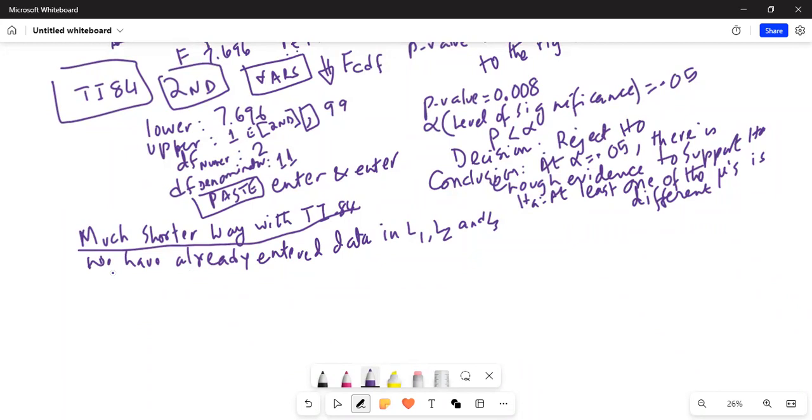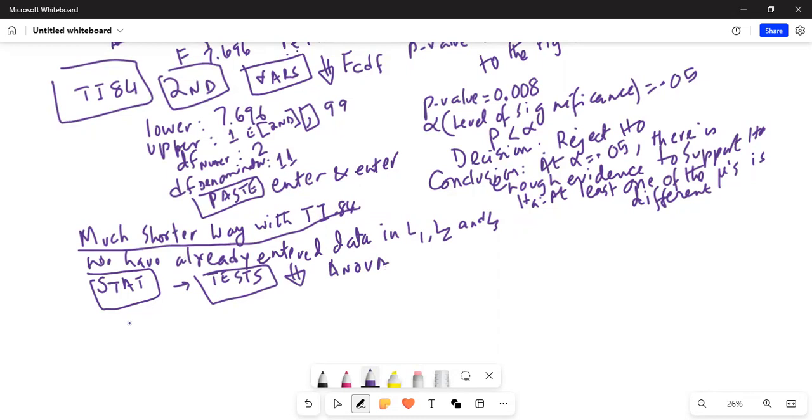So press the stat button. Then highlight TESTS on the top row. Highlight means bring the cursor on TESTS. Okay. And scroll down. Now you scroll down to ANOVA. Okay. So scroll down to ANOVA and hit enter. So line your cursor with ANOVA, okay, and hit enter.